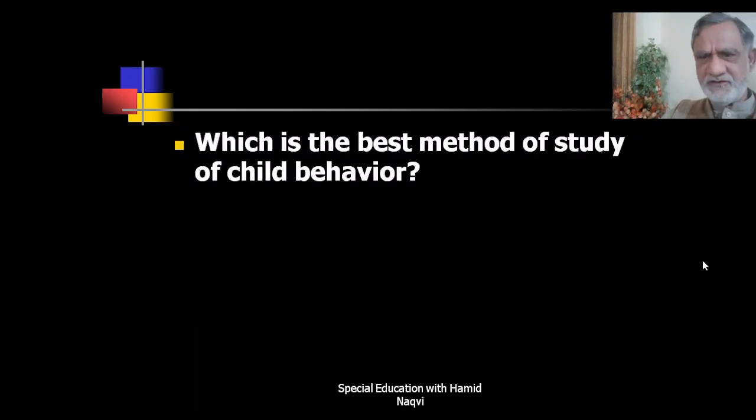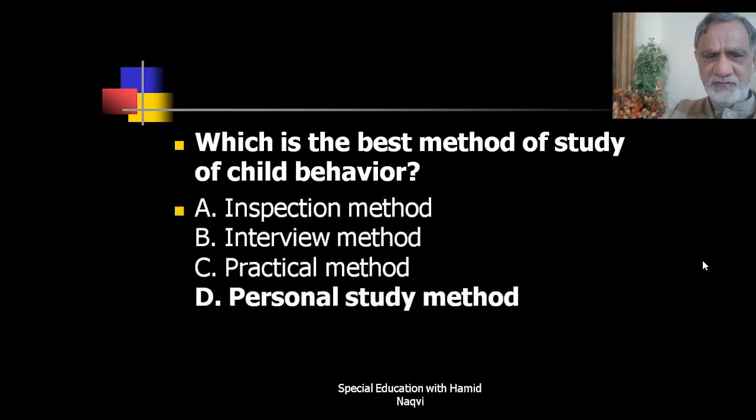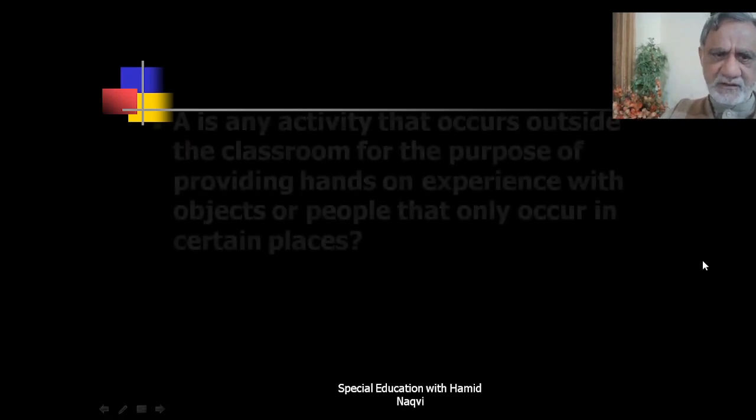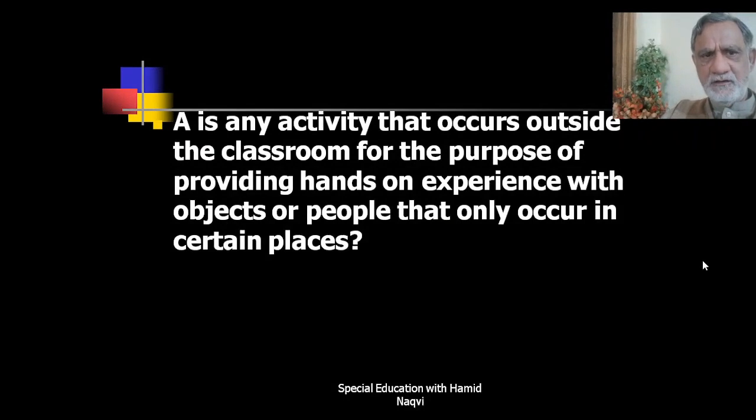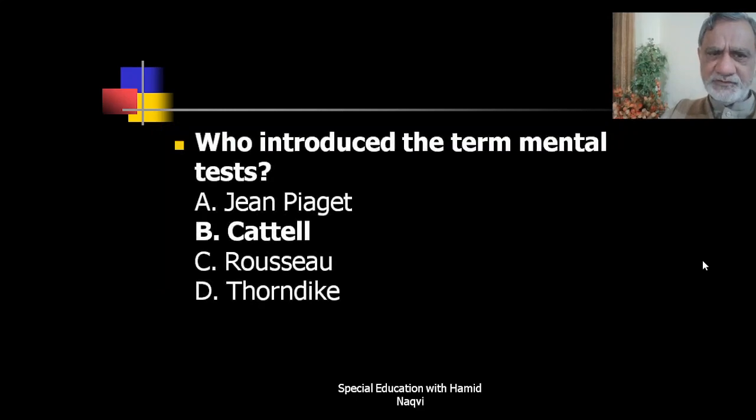Which is the best method of study of child behavior? Inspection method, interview method, practical method, or personal study method? Correct is personal study method. A is any activity that occurs outside the classroom for the purpose of providing hands-on experience with objects and people that only occur in certain places. Field work, field observation, field walk, and field trips. Field trips is correct. Who introduced the term mental test? It was Cattell.